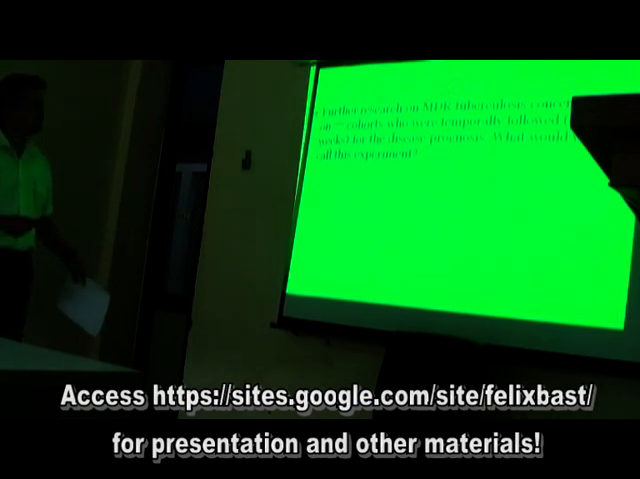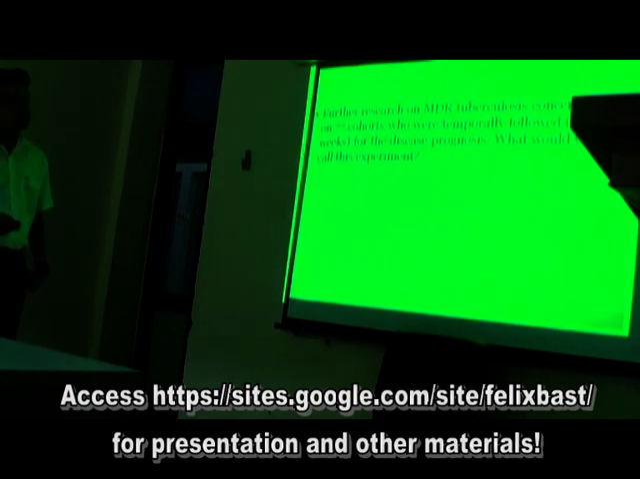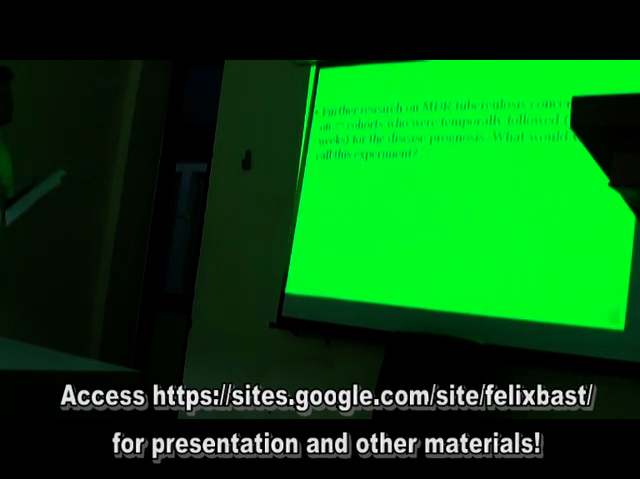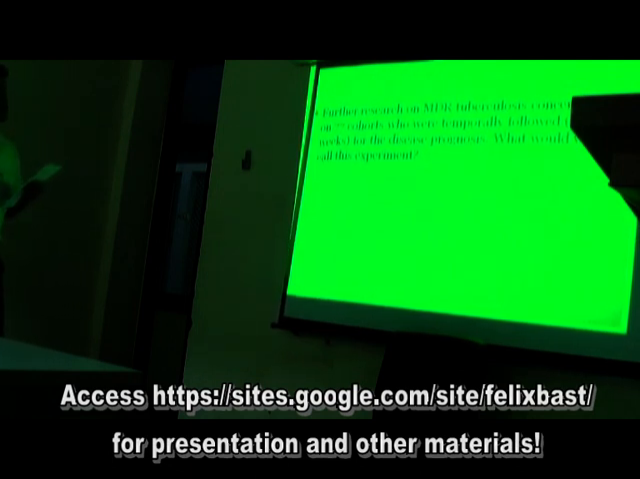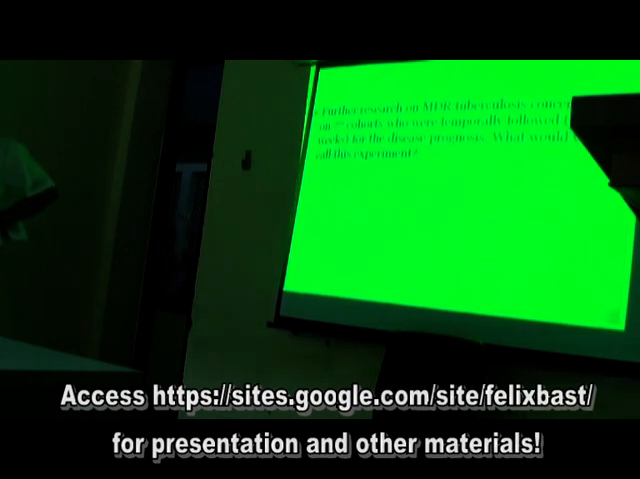Another question here: further research on MDR tuberculosis concentrated on 77 cohorts who were temporarily followed 6 weeks for the disease prognosis. What would you call this experiment? And I'm asking this to Nisha Bansal. So I have defined these are my cohorts, right? And I'm following them temporarily, that is 6 weeks, for the disease prognosis. Okay? And then what do you call this one?